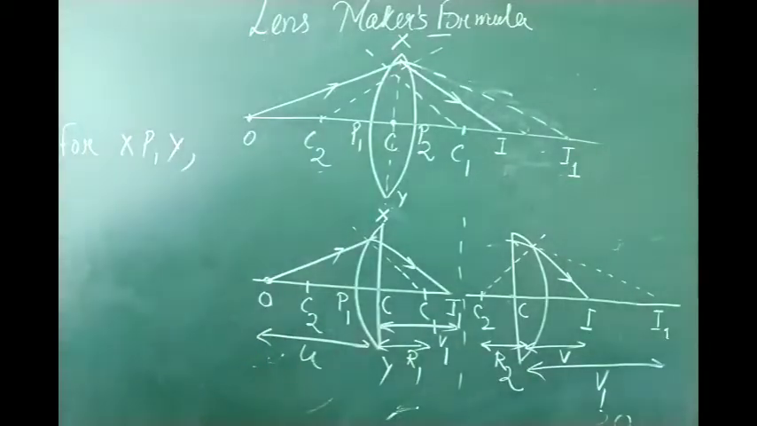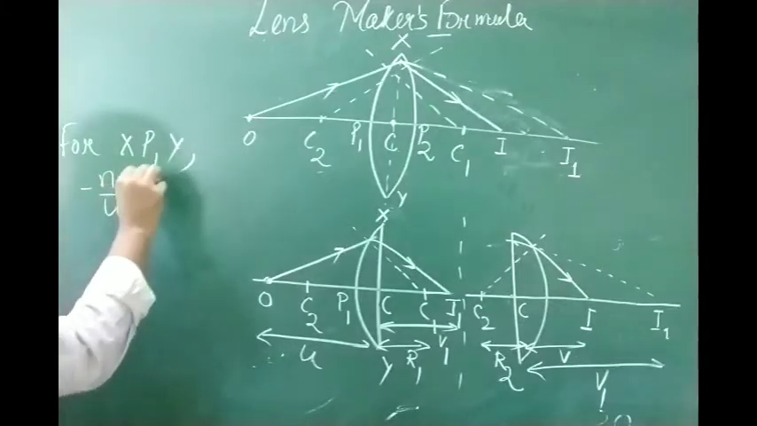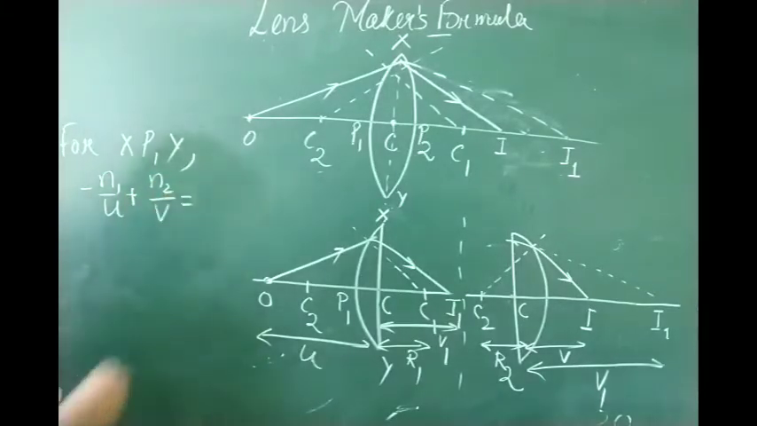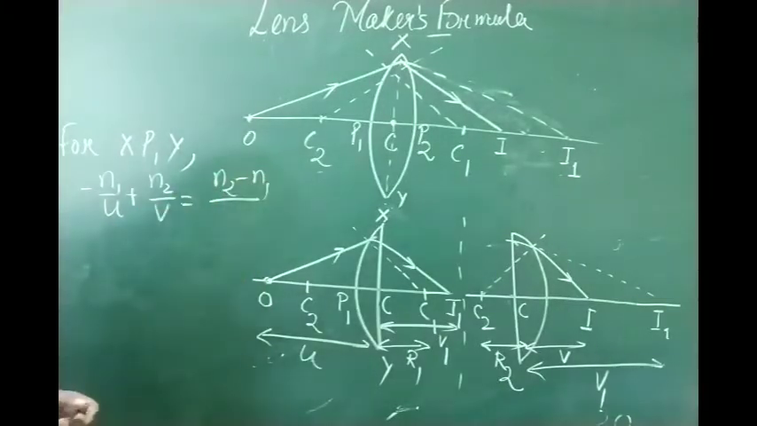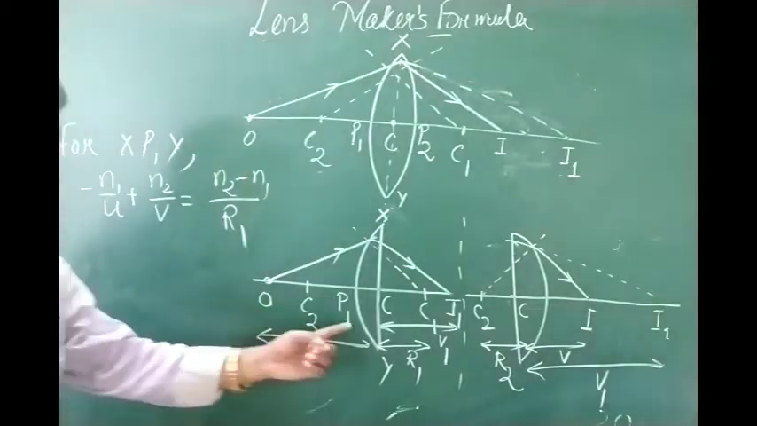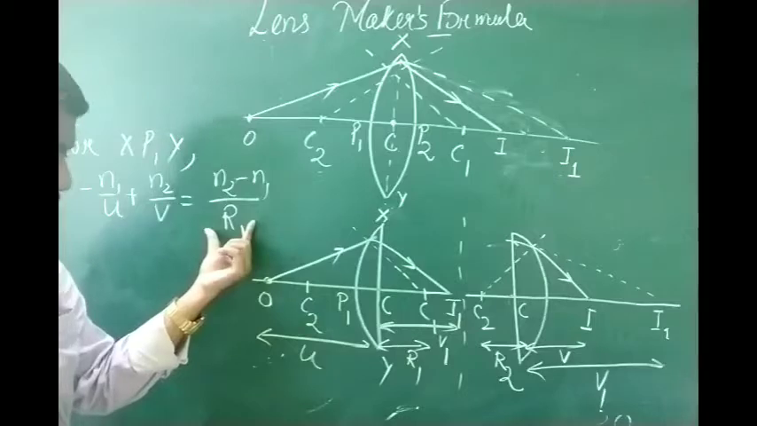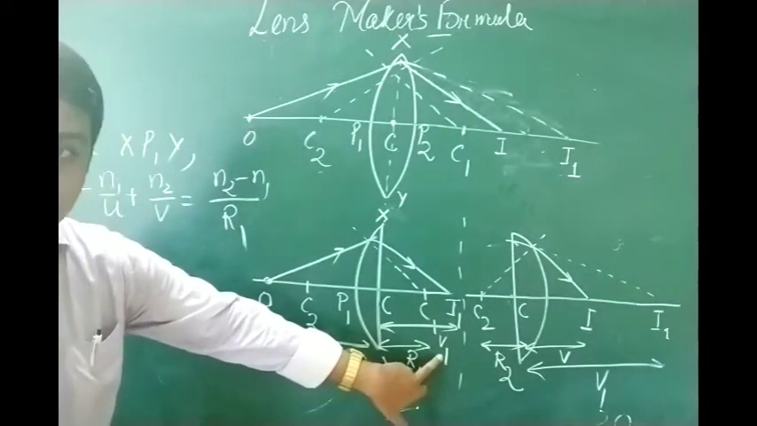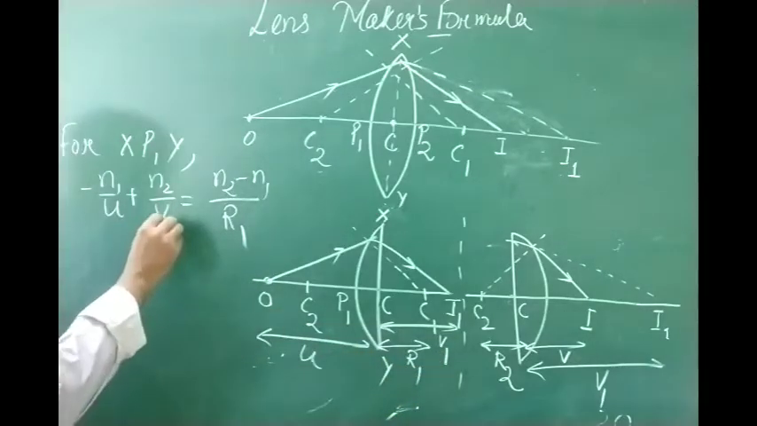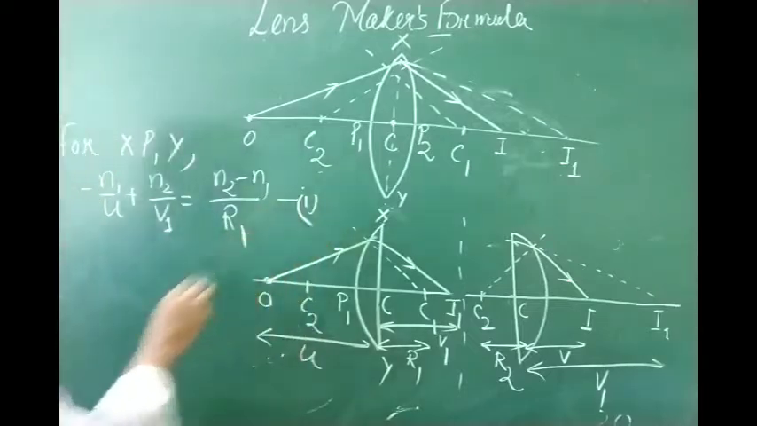Now let me use the formula. The formula is minus n1 by u plus n2 by v equals n2 minus n1 divided by R. Because I am using the first surface, we have to use R1. The image distance here is given as v1, and the object distance is the same. Mark this as equation number 1.